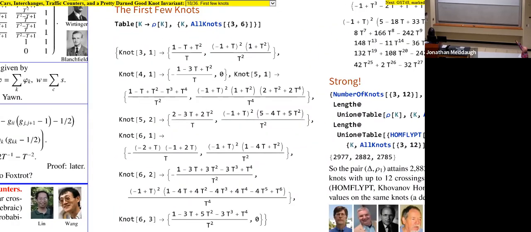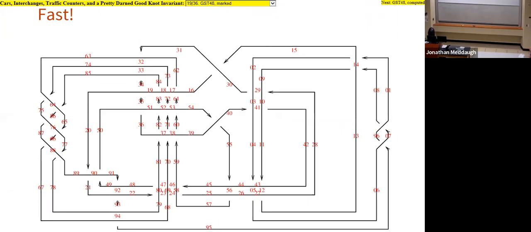So here are the first few knots. I compute the invariant for all knots with up to six crossings. I have nothing to say, that's the output. Okay, I'm just showing that the program works. Now, just to show you that it's fast.